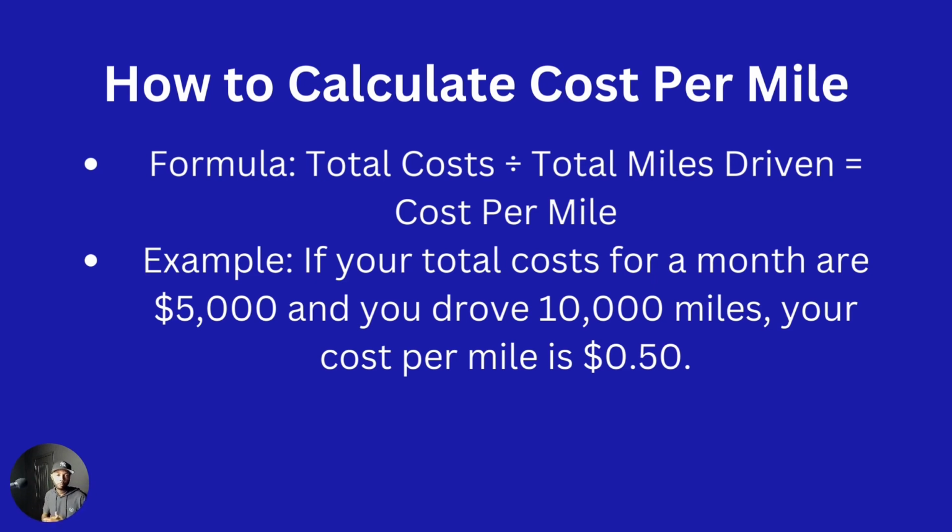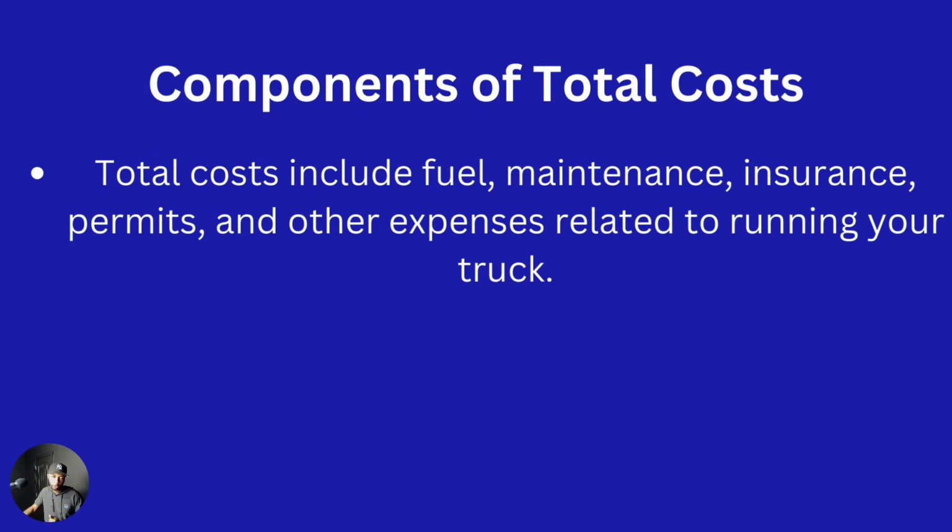For example, if your total cost for a month is $5,000 and you drive 10,000 miles, well, your cost per mile is going to be 50 cents, okay? So, once again, $5,000 per month, you run 10,000 miles in that month, your total cost per mile is going to be right at 50 cents a mile, all right?